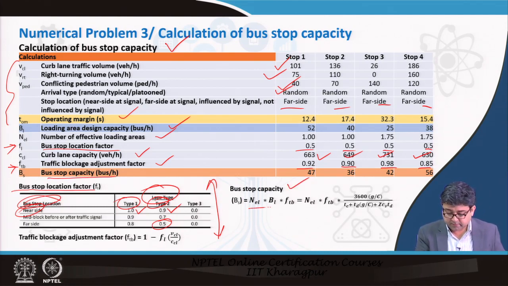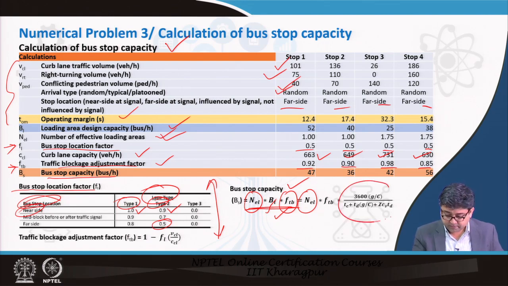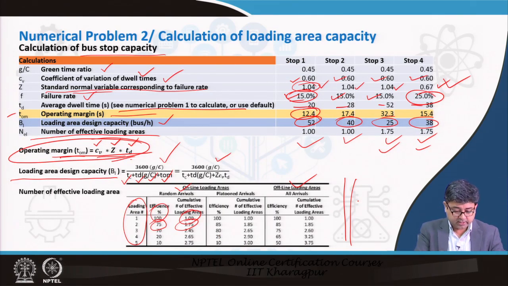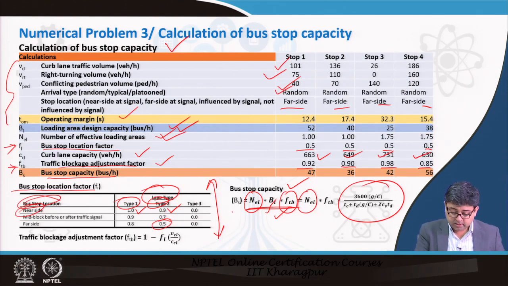The bus stop capacity is given by a multiplication of these 3 factors. N_EL is the number of effective loading areas, which you already know. F_TB is the standard traffic blockage factor, which we have already calculated. And B_L is the loading area design capacity, which you calculated in the previous step. Loading area design capacity we just calculated here, so that is the same one here. So you can develop the bus stop capacity.